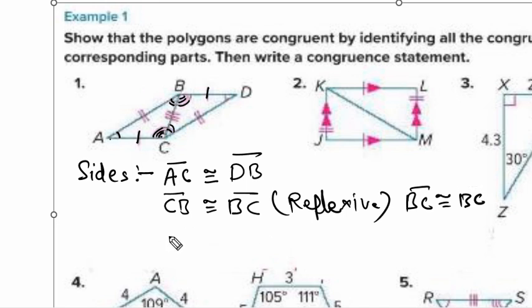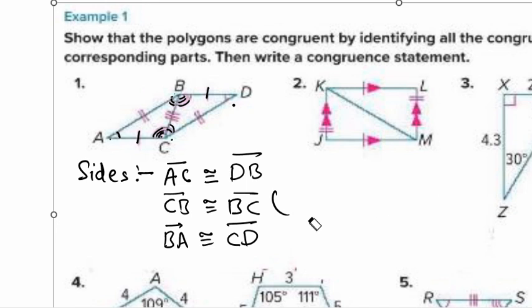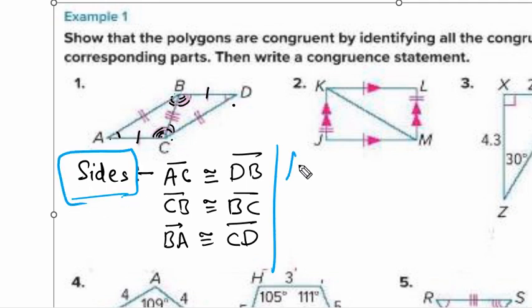Next, you have this one. If you go from B to A, segment BA, B to A, then which will be C to D. This is about sides. Now let's talk about angles. All sides should be congruent and all angles should be congruent. This is for sides. Now let's write for angles.